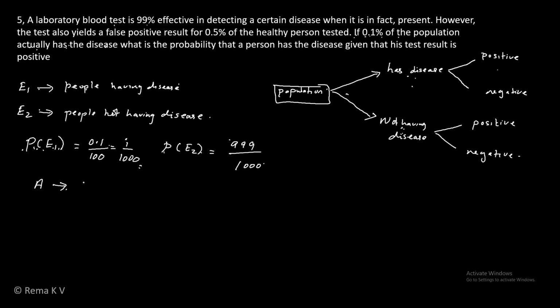The test result is positive. Okay, very good. The test result is positive. That is the event A. See, it is given here, given that his test result is positive. This is to be considered as the event A. Now we have to write the probability of test result is positive when people have the disease. Test result is positive when the people have the disease. Probability of A given E1.